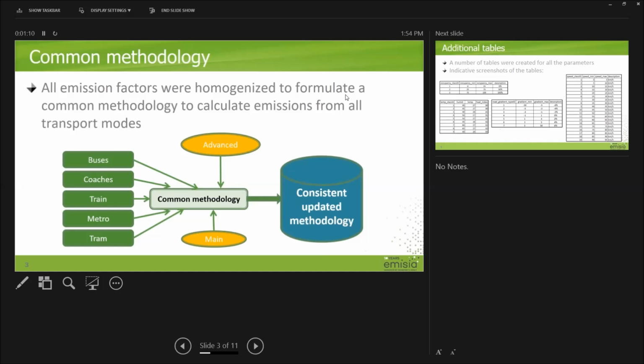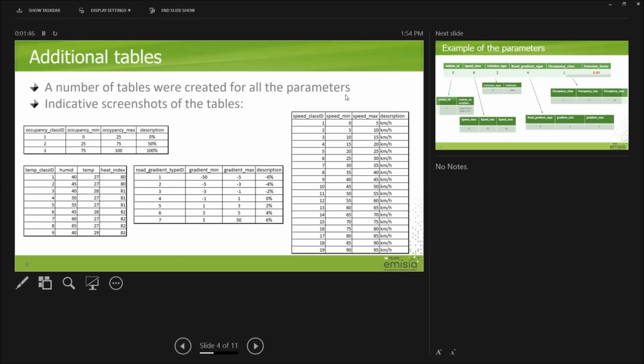So what we did, we tried to homogenize all these emission factors in order to formulate a common methodology and to calculate emissions from all the transport modes. The transport modes that we used in our project are buses, coaches, trains, metro, and tram. And we used all the above mentioned factors, we homogenized them, and we created a consistent methodology which applies to all these transport modes. So we created a number of tables in order to correlate these emission factors.